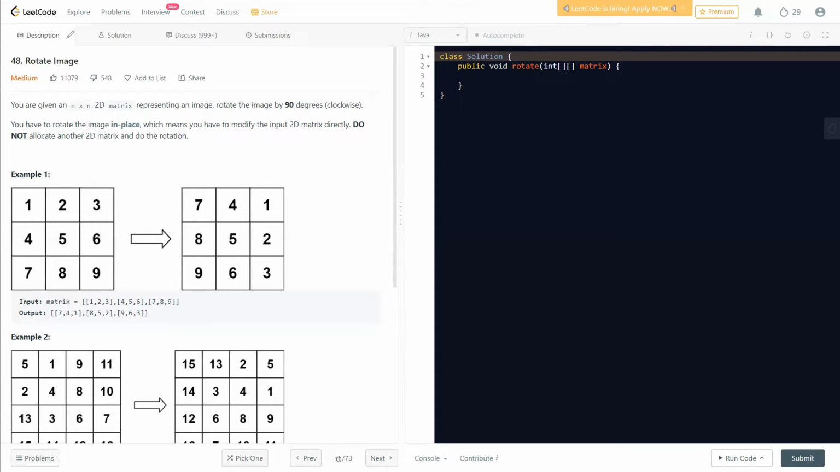In this video, we will discuss another LeetCode problem, Rotate Image. This is a medium level problem and we'll understand how exactly the question should be approached and how we should find a solution to this kind of question.